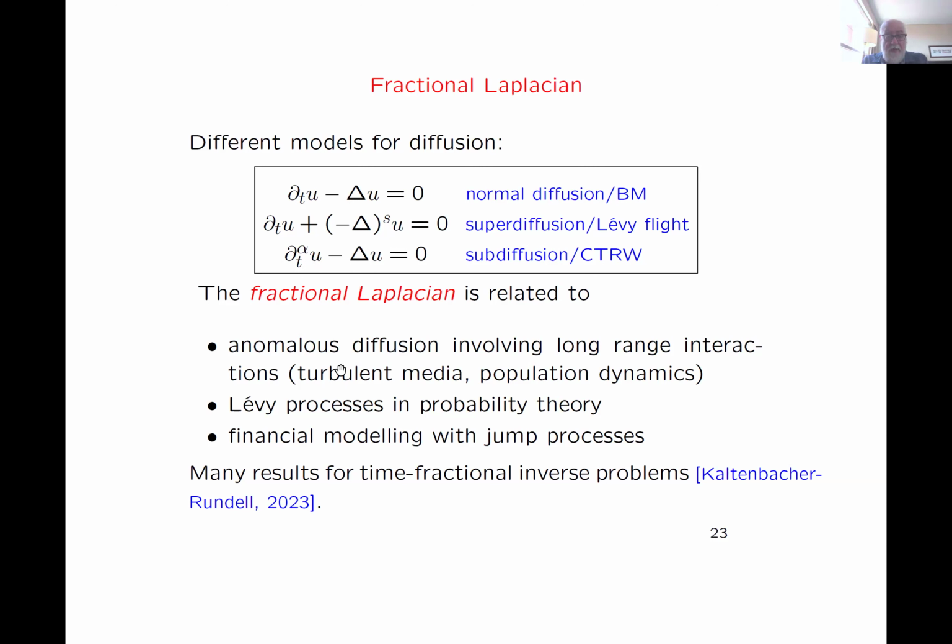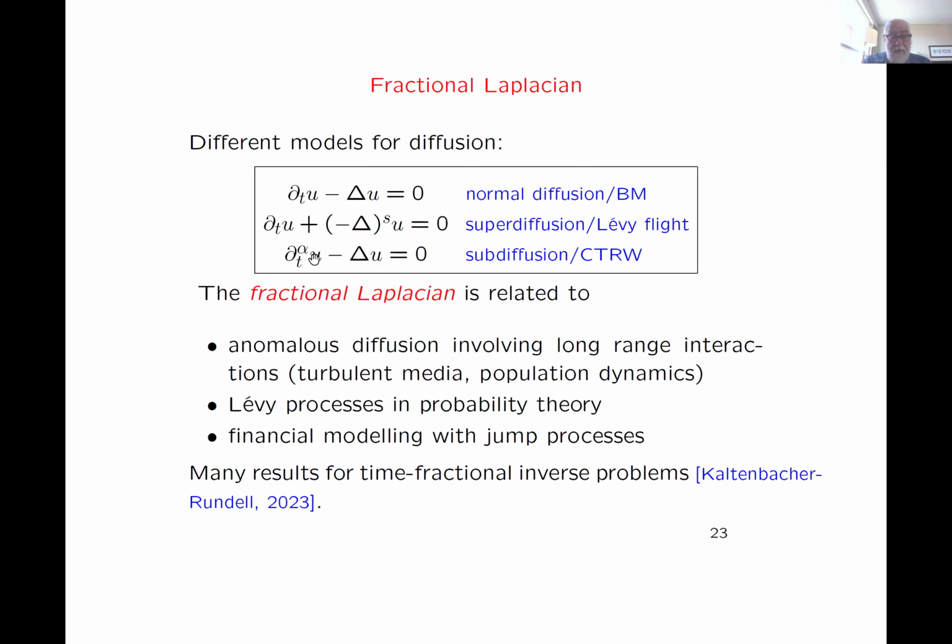So the fractional Laplacian is related to anomalous diffusion, as I said before, involving long-range interactions, turbulent media, population dynamics, where a change in some places affects everything. Lévy processes in probability theory, as I mentioned before. These are infinitesimal generators of some Lévy processes, and financial modeling with jump processes.